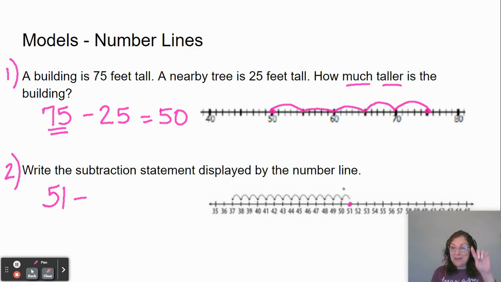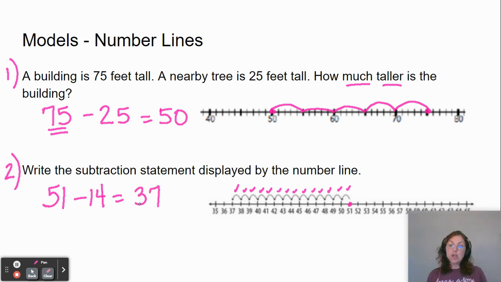How many times did you count backwards? 1, 2, 3, 4, 5, 6, 7, 8, 9, 10, 11, 12, 13, 14. And where did you land? That's 37. So sometimes we display the subtraction problem with the number line and we have to read the subtraction problem from it. Sometimes we use the number line to actually do the subtraction. So let's take a look at another method.